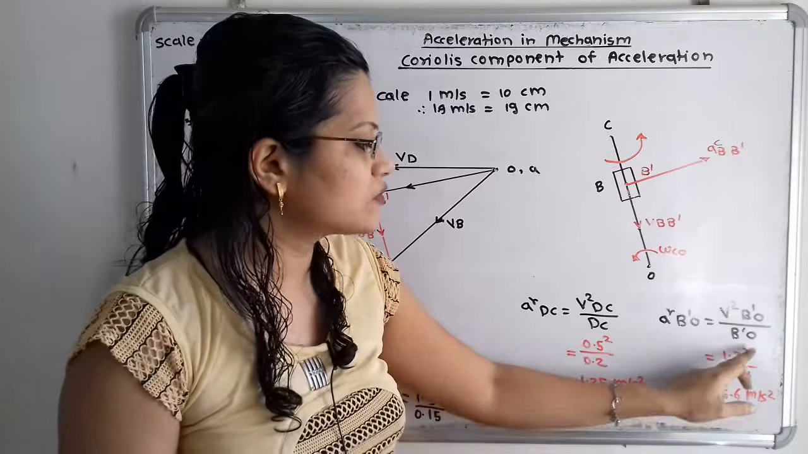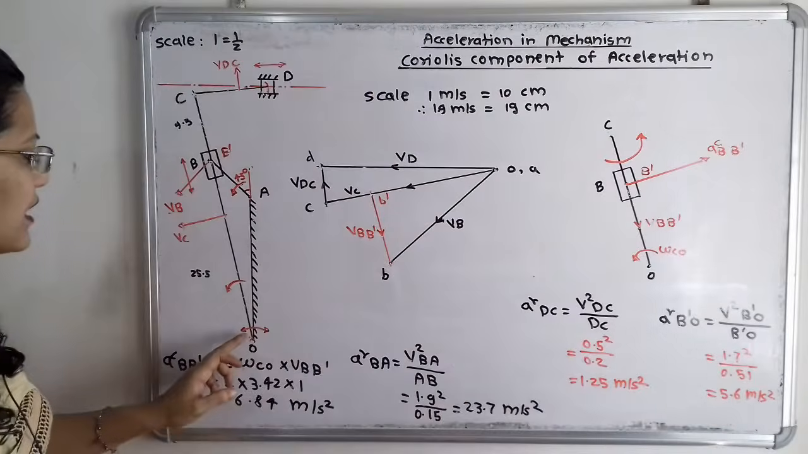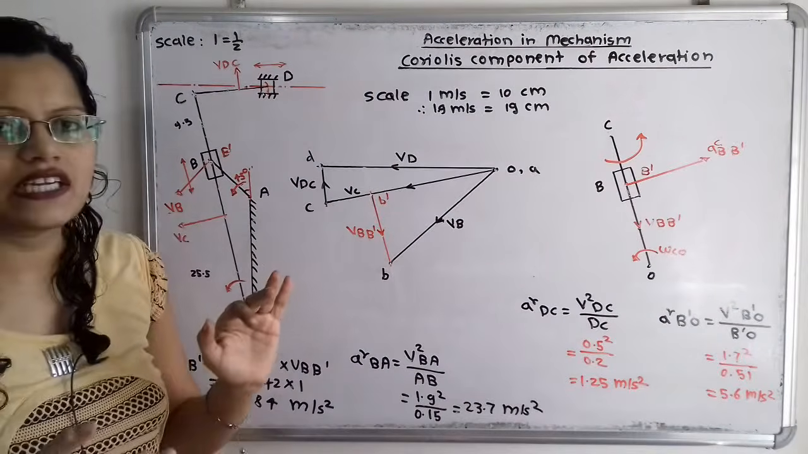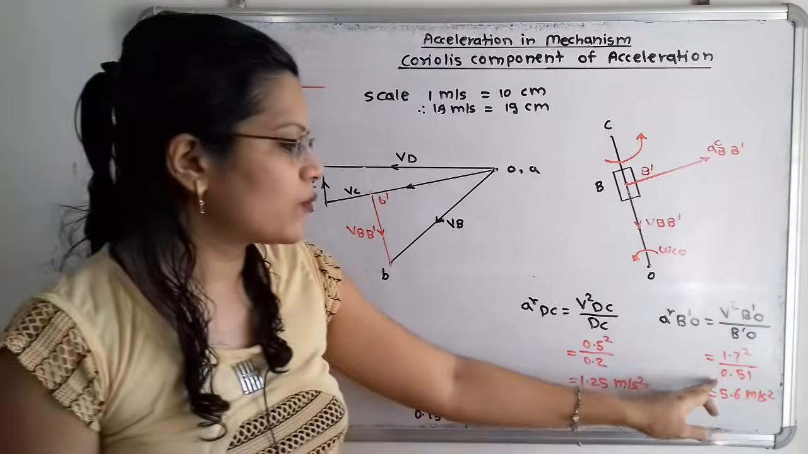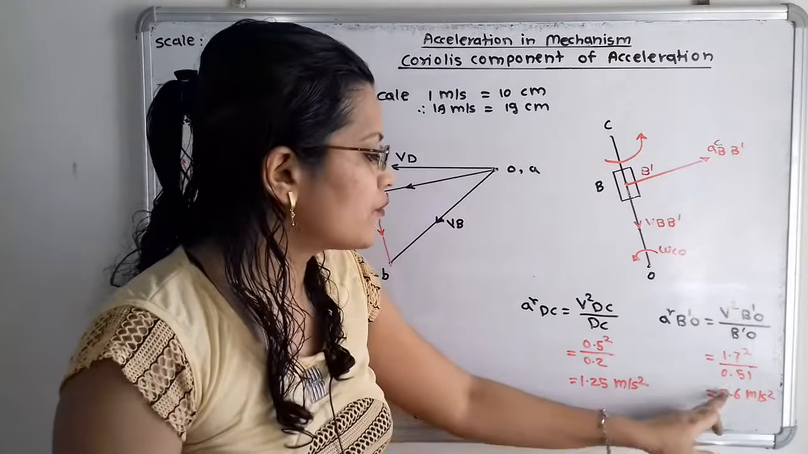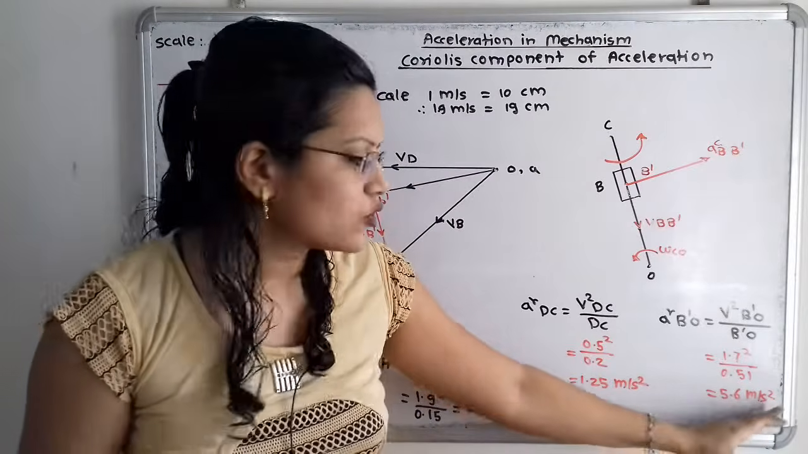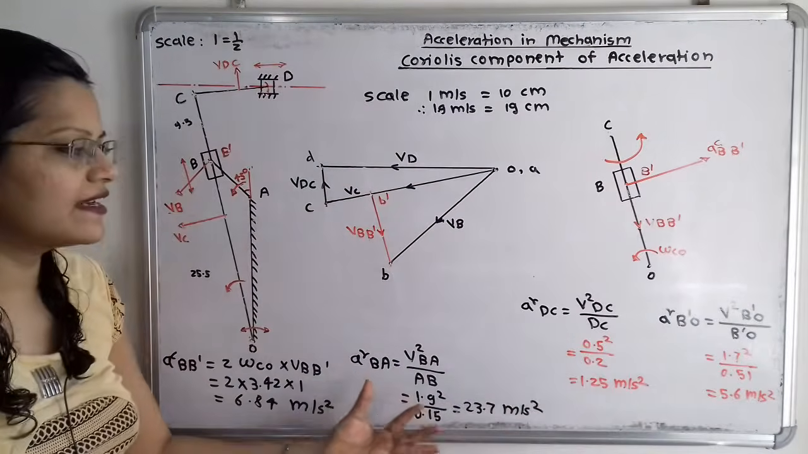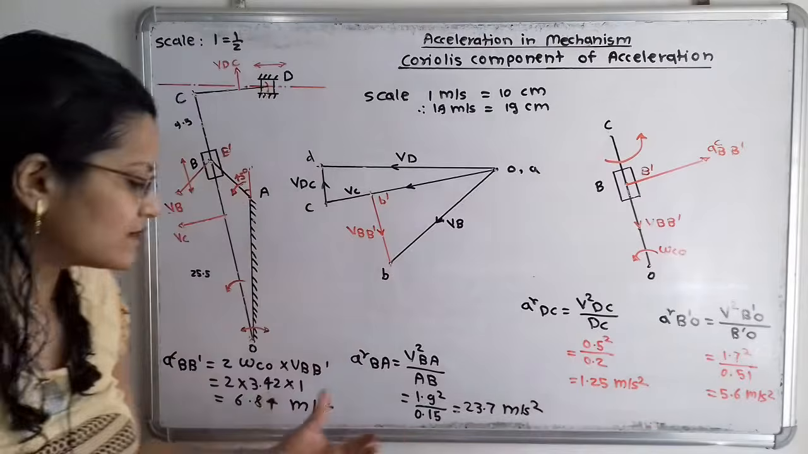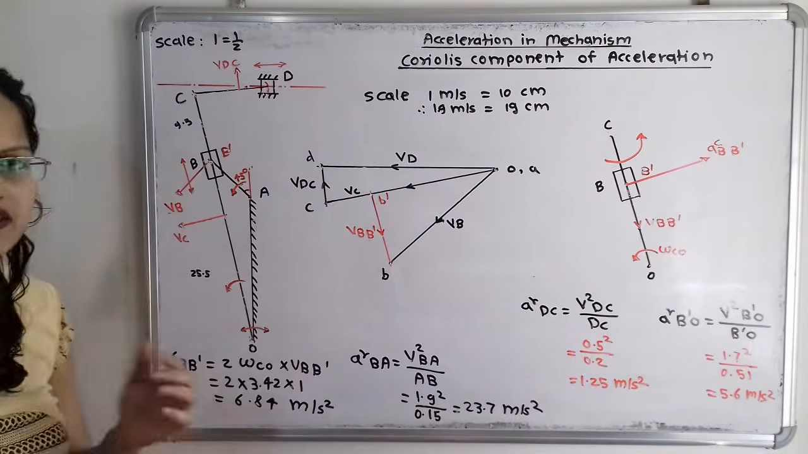So 1.7 square divided by, what is the length? So we have measured already. So here the length is 0.51 meter. So which is equal to 5.6 meter per second square. So these are the values for the radial component of acceleration as well as Coriolis component of acceleration.